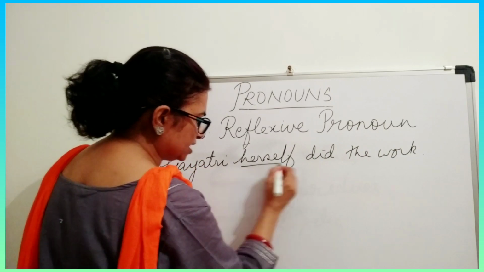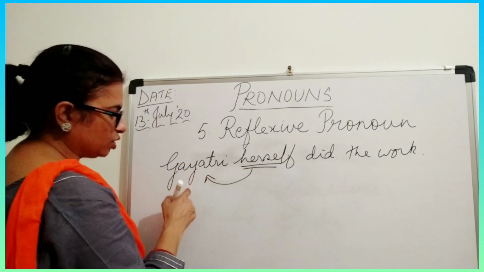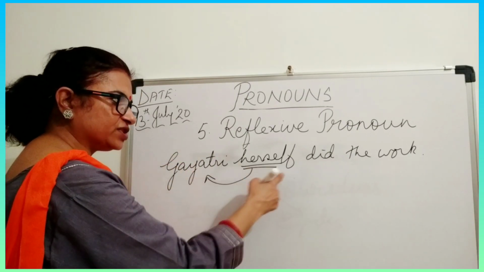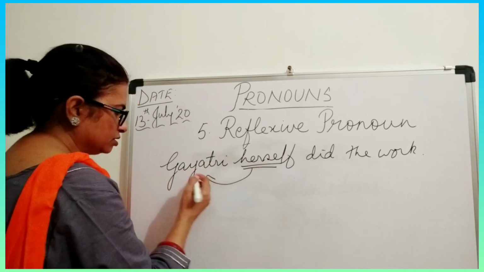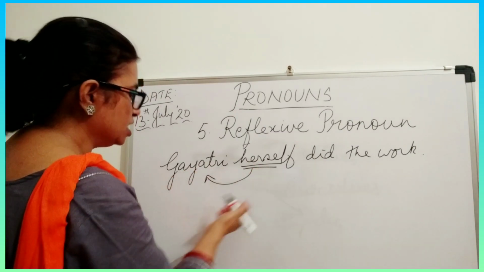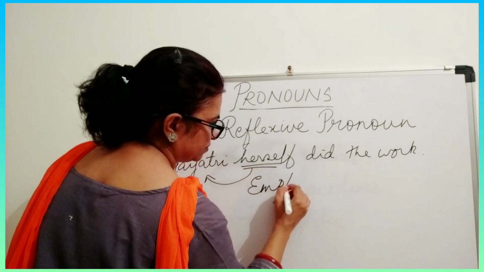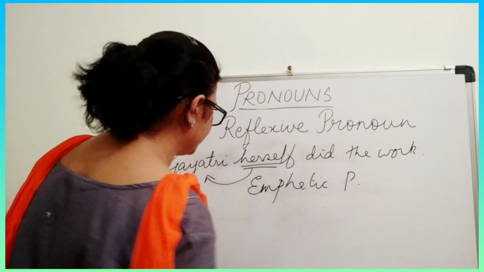So this is being used to put emphasis on the word Gayatri, emphasis on the subject, emphasis on the doer of the action. And your subject, so doer or subject, it is one and the same thing. So this we call emphatic pronoun. Okay, this is an emphatic pronoun.